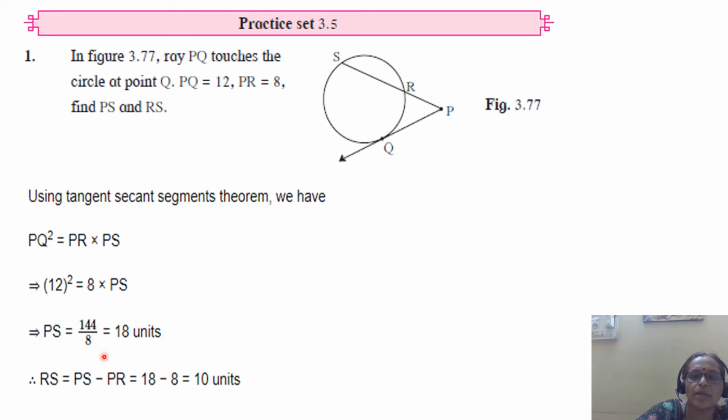Substitute the values. You have PS as 18 units and RS is PS minus PR, that is 10 units.